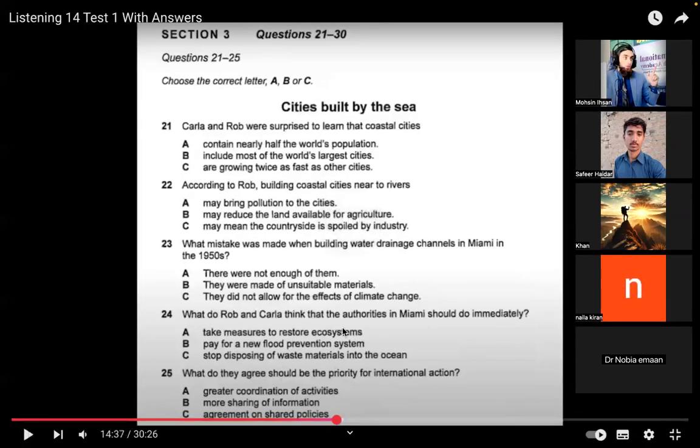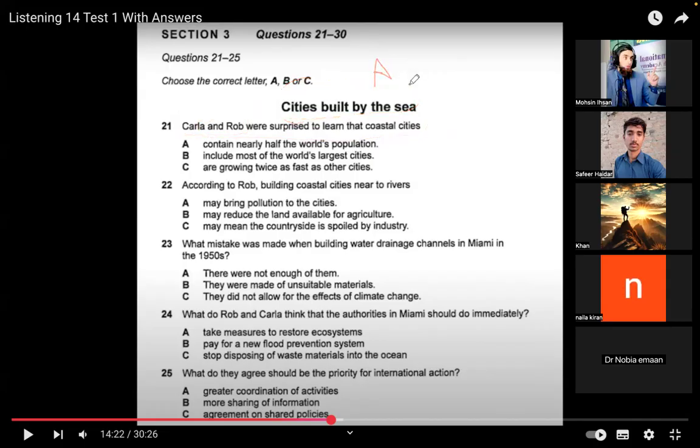Cities built by the sea. Now your mind is ready that in section number 3, questions 21 to 30, there are two or three participants in a discussion, because this is the format of a section 3 audio. Here you see Carla and Rob were surprised to learn about the coastal cities. You have to listen about this, and there will probably be a tutor. There are two students and one tutor, and the tutor might be having a discussion with them regarding cities built by the sea, because this is an academic discussion.